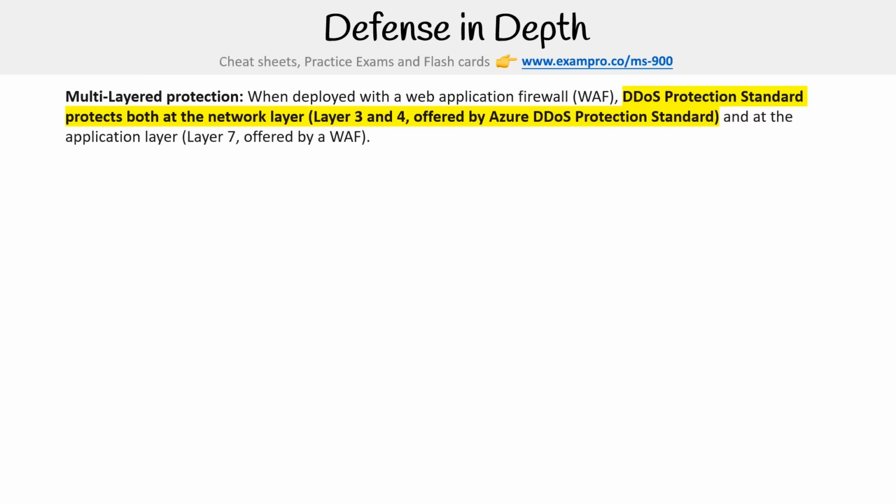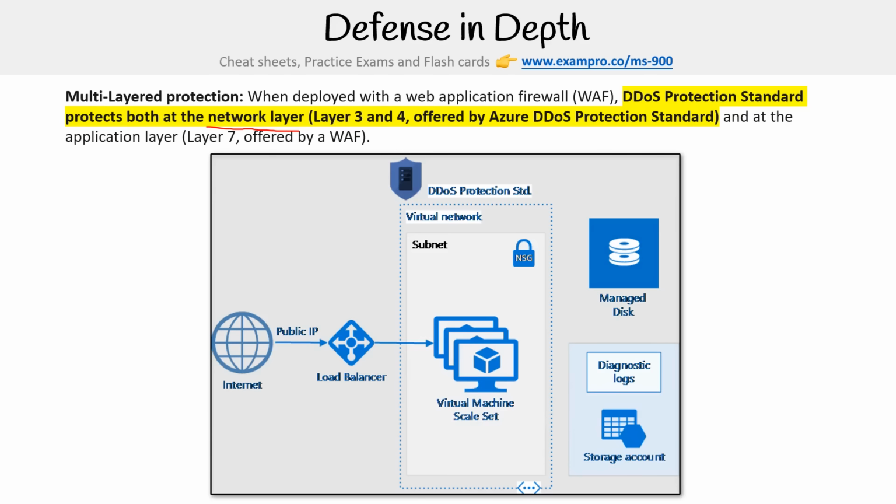The DDoS protection standard provides multi-layered protection when deployed with a web application firewall. It should protect both at the network layer and at the application layer, emphasizing especially on the network layer. So here's an architecture of DDoS protection standard being used. You can see that it will always be placed in the network layer, so it's applied to the virtual network, subnets, network security groups, and so on. A lot of people get it confused with perimeter layer when it should be the network layer, so that's defense in depth.